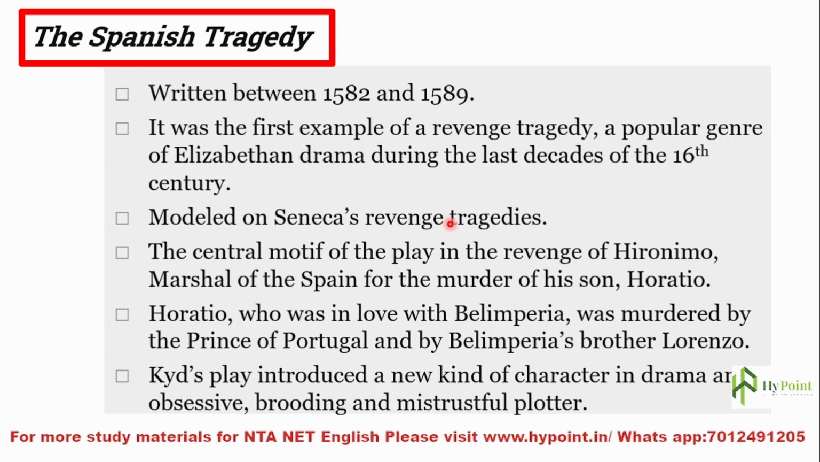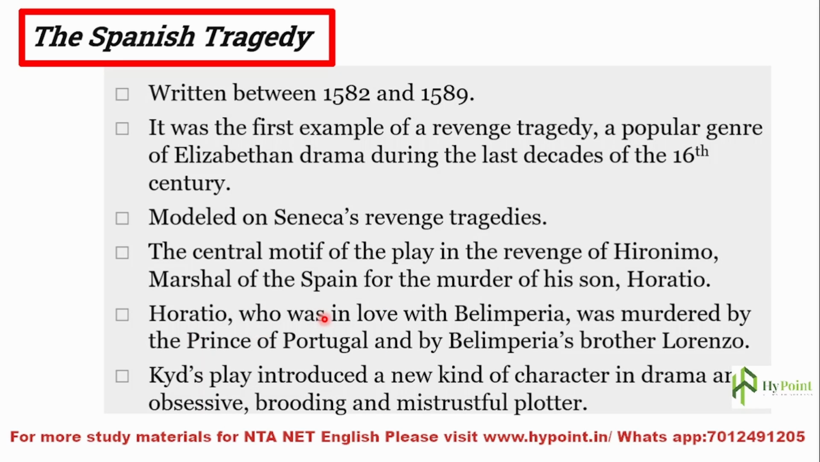The central motive of the play is the revenge of Hieronimo, Marshal of Spain, for the murder of his son Horatio. So Horatio is murdered in the play, and he is the son of Hieronimo, who is the Marshal of Spain, and Hieronimo takes revenge upon the murderers of his son. That is the major revenge motive that we can see in this tragedy.